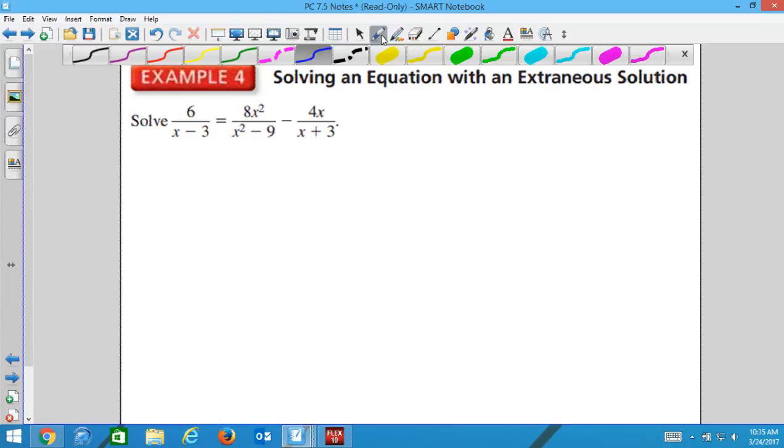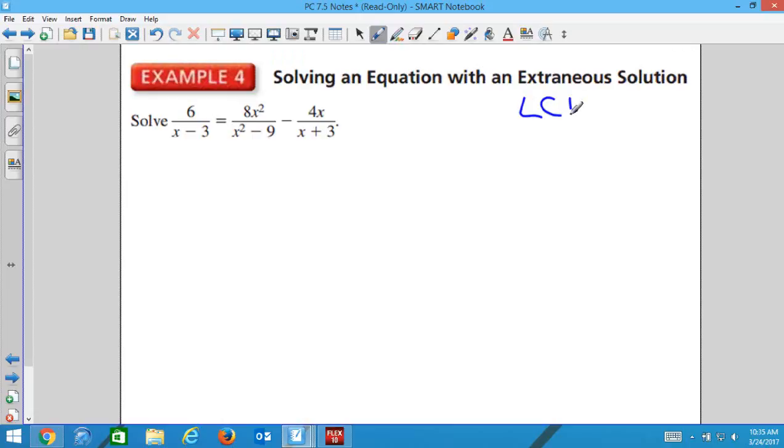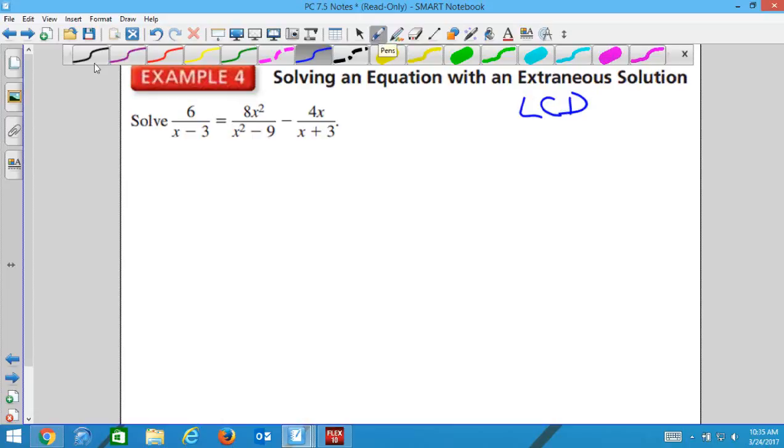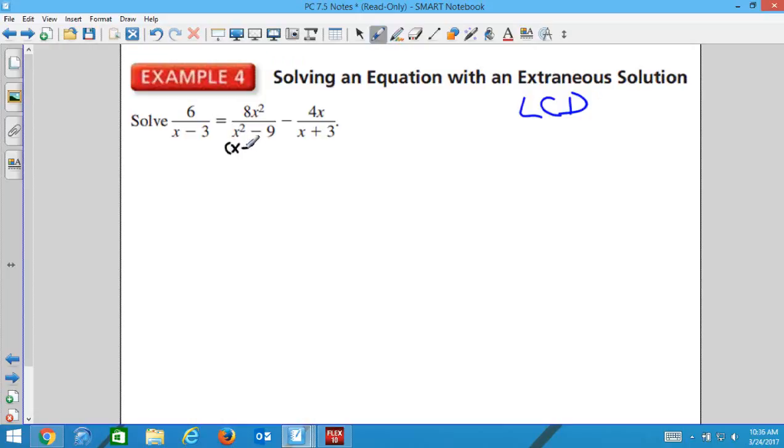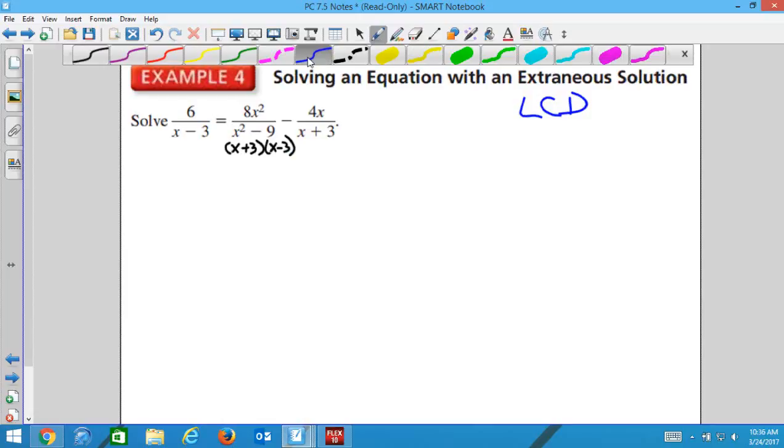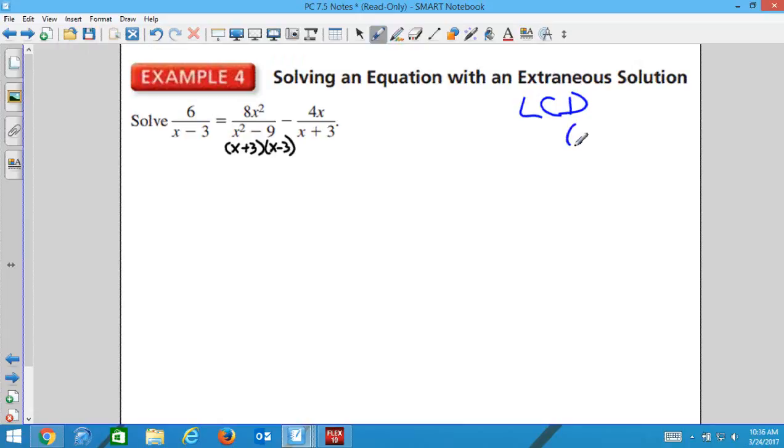So, what should we do first? Factor it? The first thing we're going to do is factor the x squared minus 9 into x plus 3 and x minus 3. And then we're going to find our LCD. So you're looking at your denominators. What would the lowest common denominator be? x plus 3. So that's what we're going to multiply everything by.